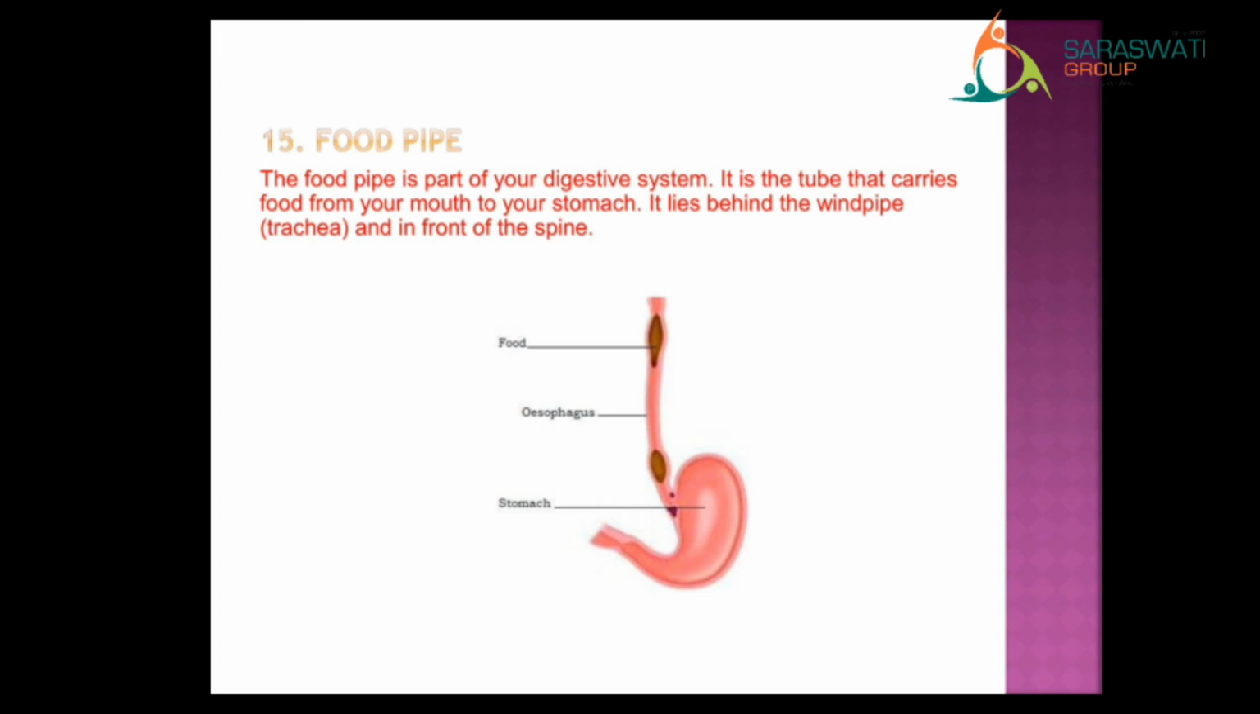The food pipe is part of your digestive system. It is the tube that carries food from your mouth to your stomach. It lies behind the windpipe, that is trachea, the other name of windpipe, and in front of the spine. Kids, the food pipe connects the mouth and the stomach. The small pieces of food travel to the stomach through the food pipe. It forms a path to carry food from the mouth to the stomach. Clear? I hope you understand.